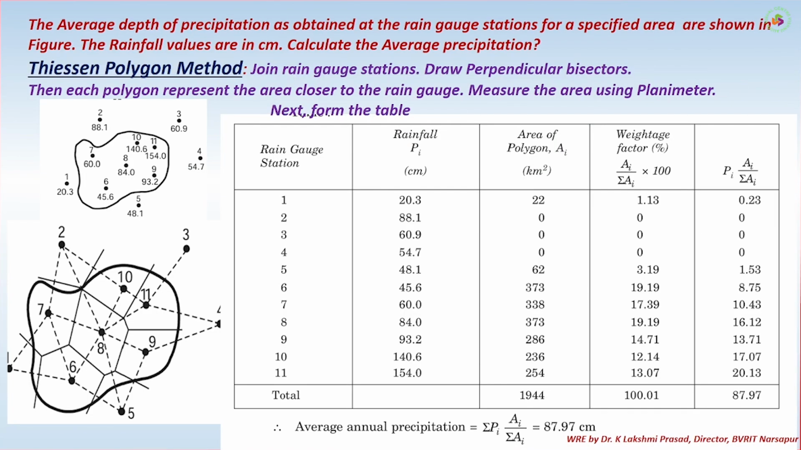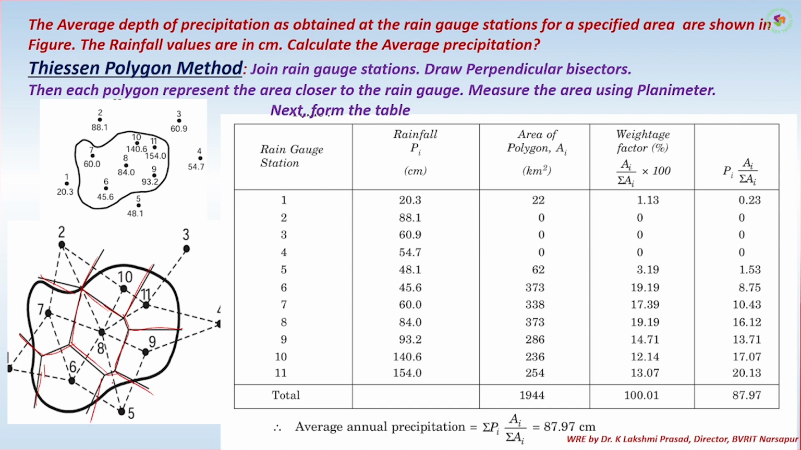So let us see it also. I have taken a problem for your understanding. How many stations are there? You see, 11 stations are there. Now see the figure. We have joined the rain gauges first by dotted lines. These are the perpendicular bisectors. Why have we drawn the perpendicular bisectors? Only to allocate the areas for each of the rain gauges.